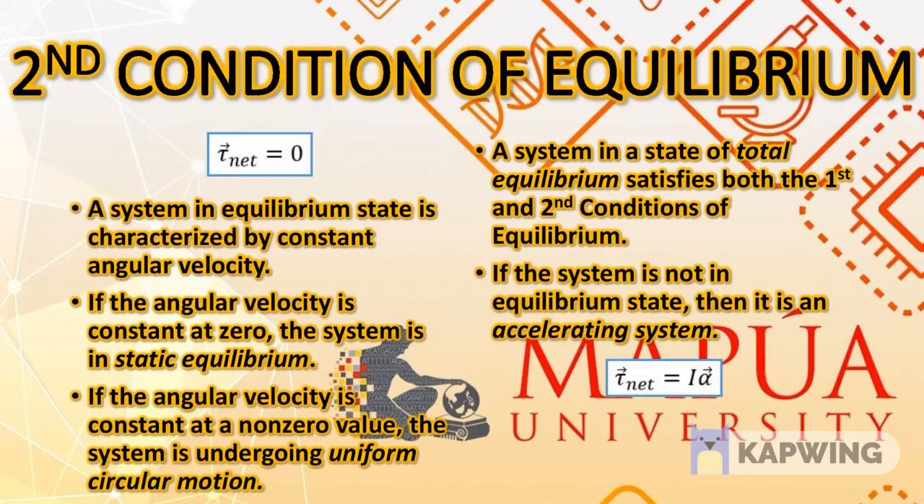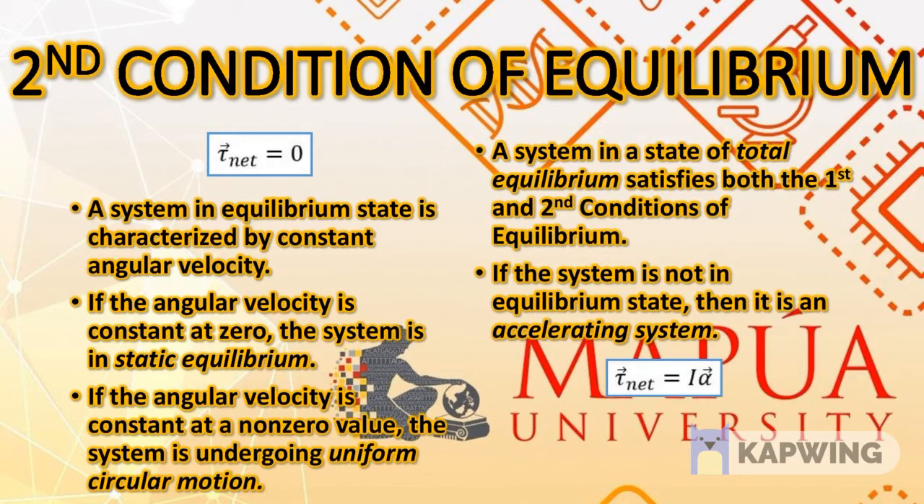Next, we have the second condition of equilibrium. In linear motion, we covered the first condition of equilibrium. Net force is equal to 0. For rotational or angular motion, we have the second condition of equilibrium. Net torque is equal to 0. That is to say, angular acceleration is 0. A system in a state of equilibrium is characterized by constant angular velocity.